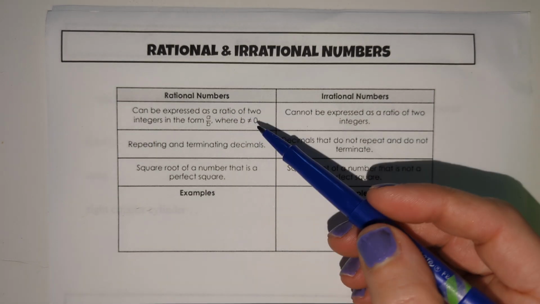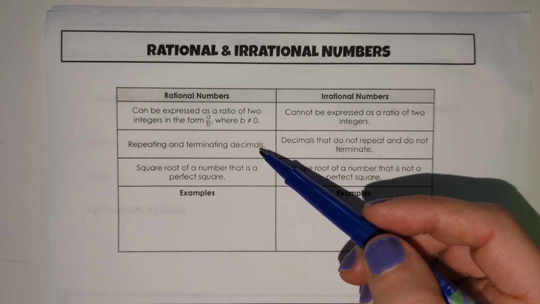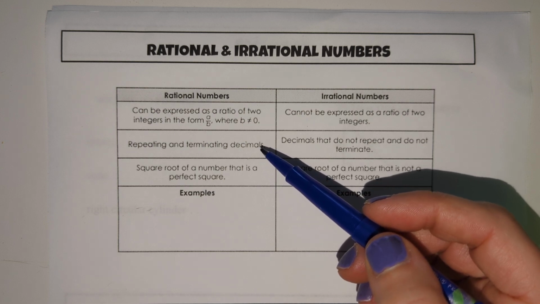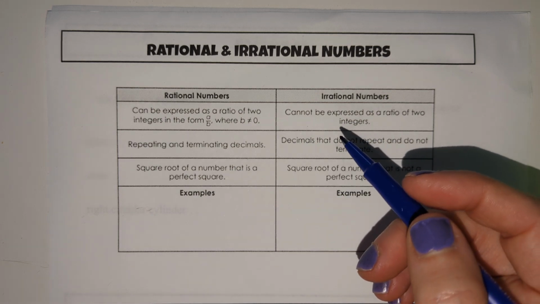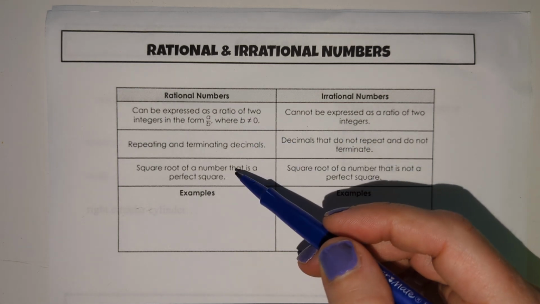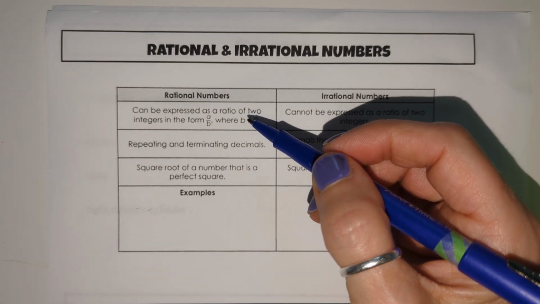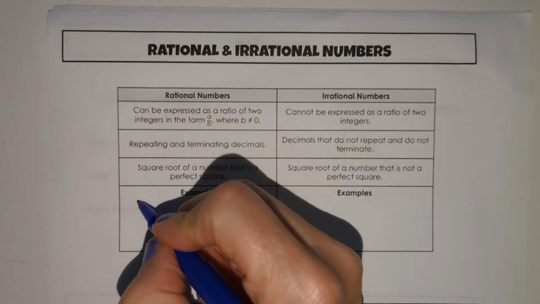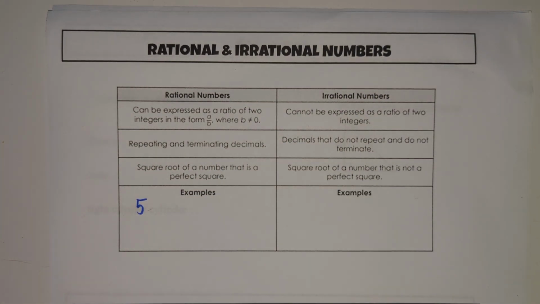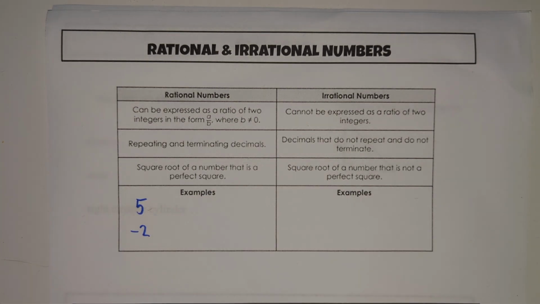So a rational number, I can express it as a fraction. It could be a repeating or a terminating or an ending decimal, and a square root of a perfect square. Those are all perfectly acceptable and consider themselves as rationals. So if we can express it as a ratio, so all of our integers work that way. So I could have positive 5, that works as rational. I could have a negative 2, that also works as rational.